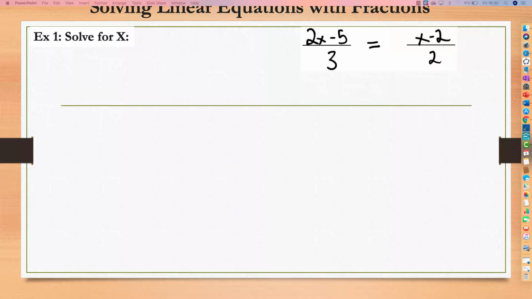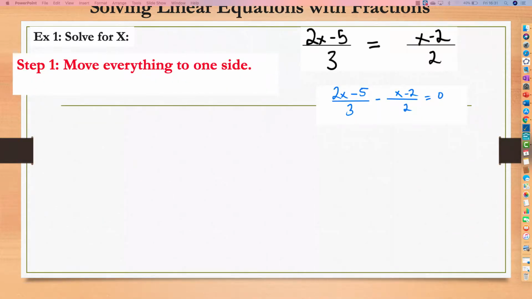So, (2x minus 5) over 3 is equal to (x minus 2) over 2. So these are linear equations with fractions in it. And we've had a little look at these before, but we're just going to have another little look over them before we jump on any more. So, first things first, we bring everything to one side. So, (2x minus 5) over 3 minus (x minus 2) over 2.